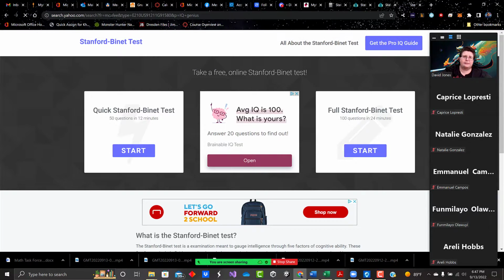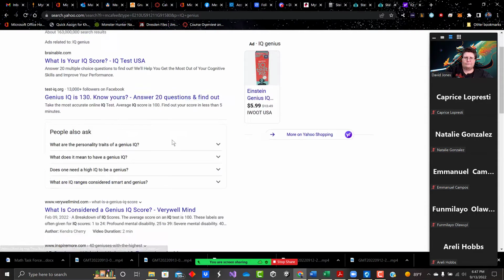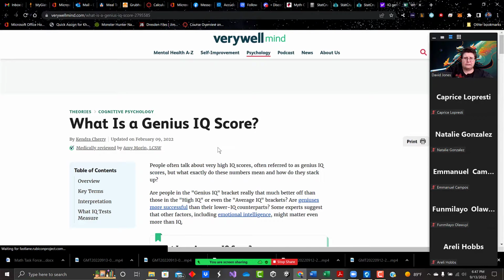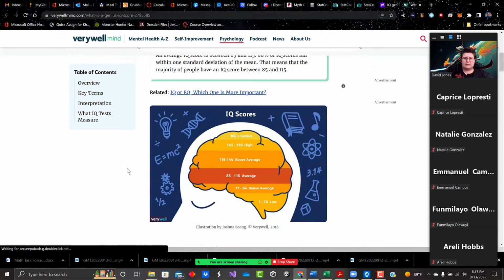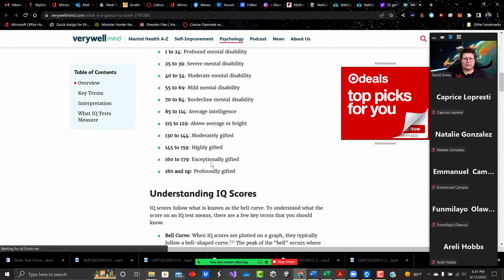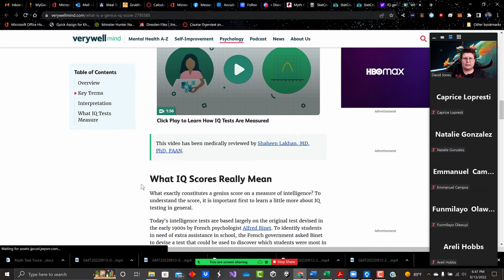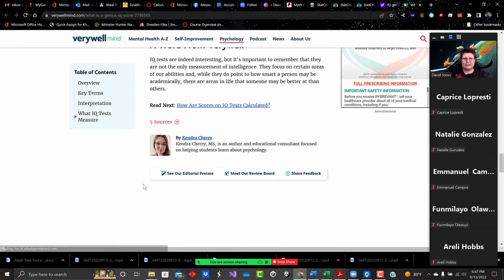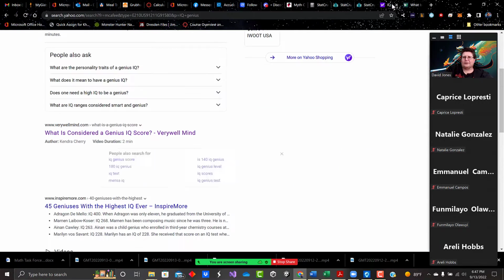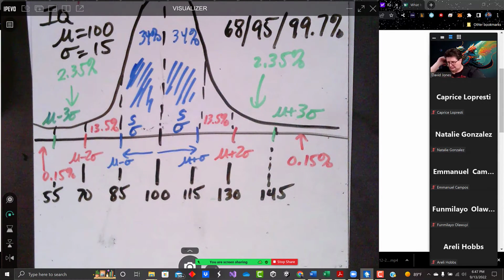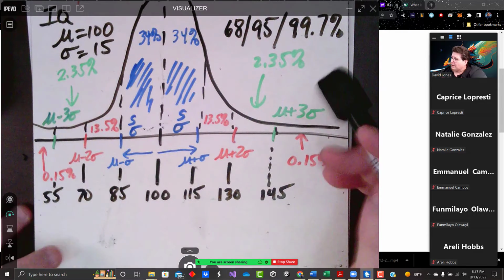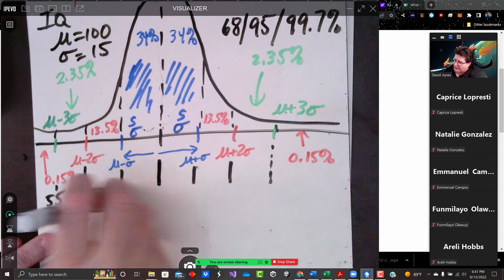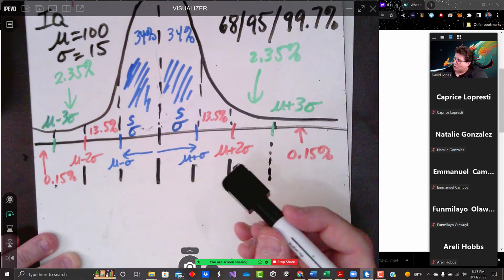The IQ for a genius is, I believe, 142. Some fun stuff to look up if you ever wanted to know. What I want to use in this class, the examples I want to use real quick, are height. Most people don't know their IQ, and if they do, they don't want to share it. So let's take a look at height.